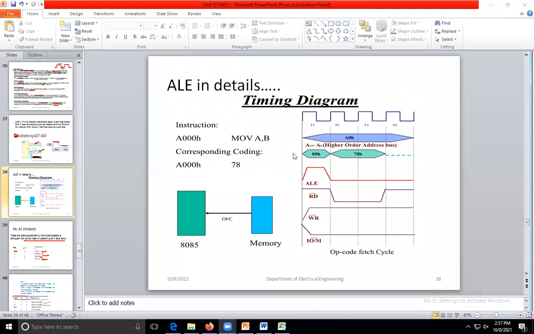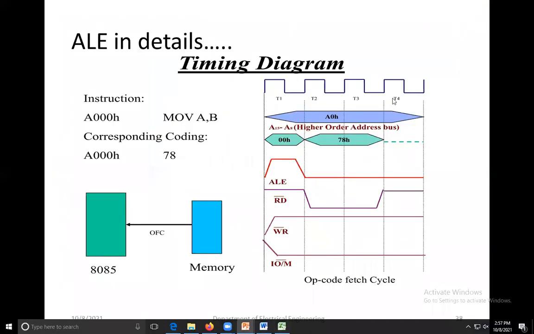Okay, this is the timing diagram of our 8085. This is how it works. These are the T states. A T state means a clock: this is the first clock, this is the second clock, this is the third clock, and this is the fourth clock. These clocks are what the instruction works on.